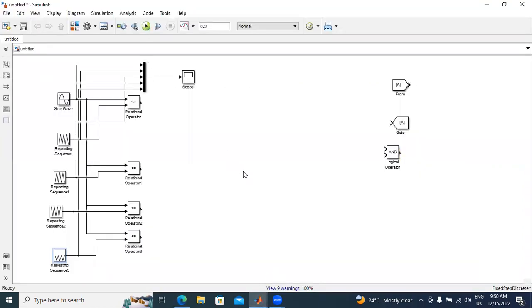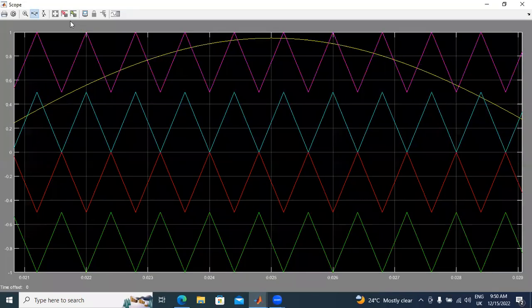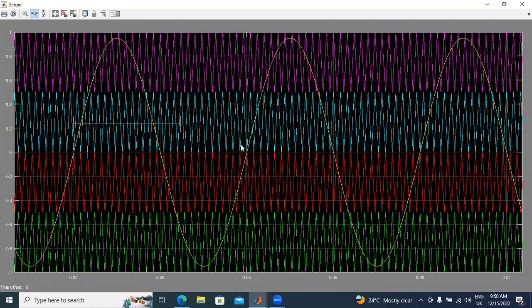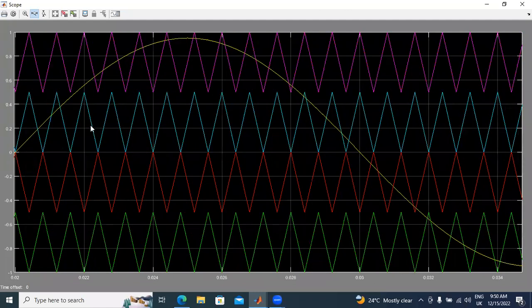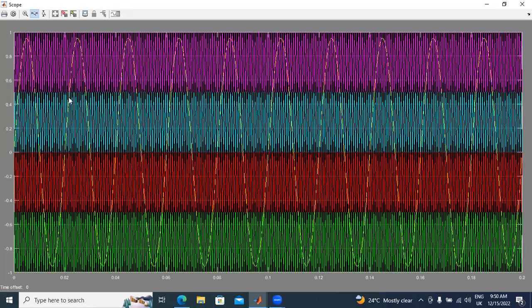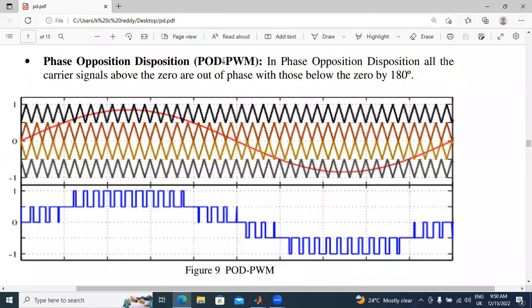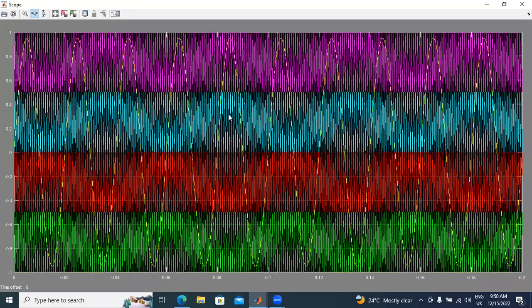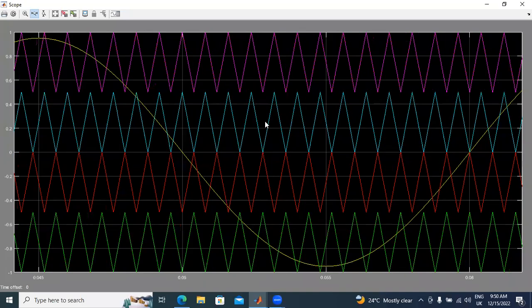Now again I will run the circuit. Okay. Now we'll show the waveform. Okay. These two are same in phase. These two are opposite, 180 degrees. This technique name is phase opposite disposition PWM technique. Now I will show this waveform. This is phase opposite disposition PWM technique.